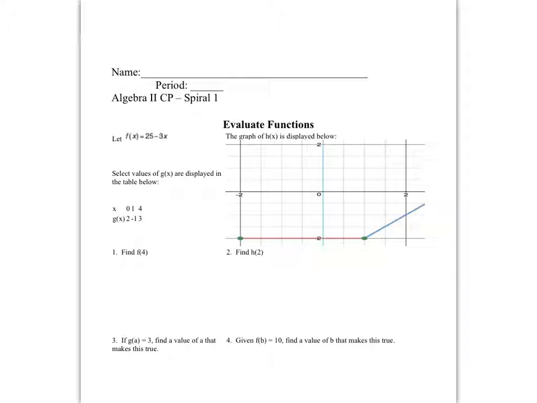For these feedback videos, I'm going to go through the sections on a spiral that are just for feedback. So this would be evaluate functions. In fact, that's the only section you took. The goal here is to make some sense of the feedback that I give you, as well as if I notice that some people are all having the same issue, we can talk about what's going on there.